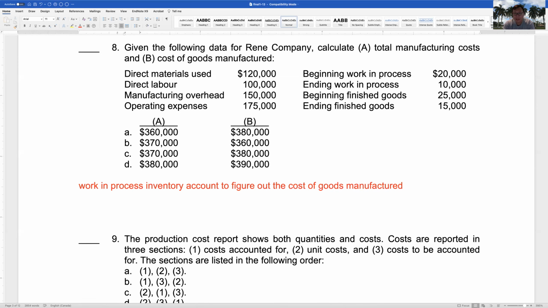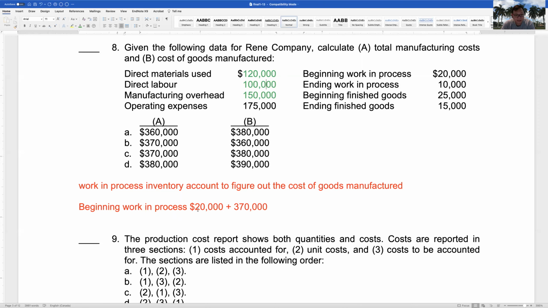Okay, so the beginning work in process is 20,000. Then the manufacturing cost, we know, is 370,000. So that's these three numbers. I would use the green color: 120, 100, and 150. The sum of these three numbers is 370,000. That is my manufacturing cost.